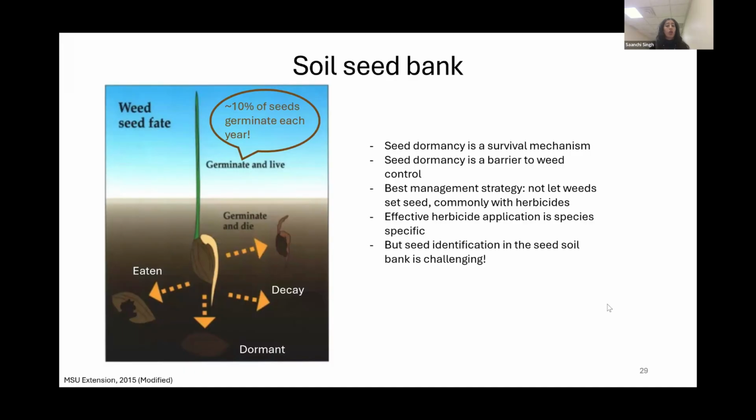You can also think of seed dormancy itself as being dynamic. Seeds can go from being dormant to non-dormant depending on environmental conditions.